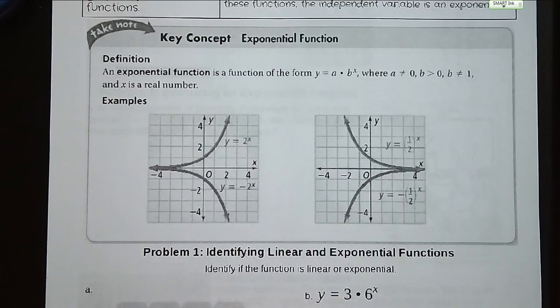An exponential function is any function that is in the form y equals a times b to the x power, where a is not equal to 0, b is greater than 0, and b cannot equal 1, and x is a real number. Lots of limiting factors on here.